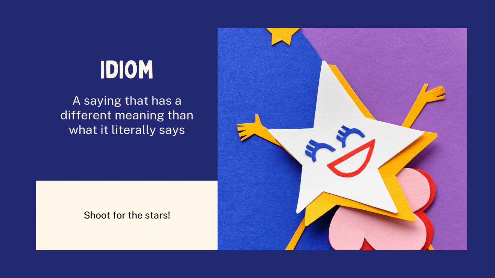Last but not least, we have our good old idioms, which are kind of like puns to me. But basically, an idiom is a saying that is different than the meaning of what it actually says. So the example we have here is shoot for the stars. Kind of impossible, but you kind of get the point, like just aim high.